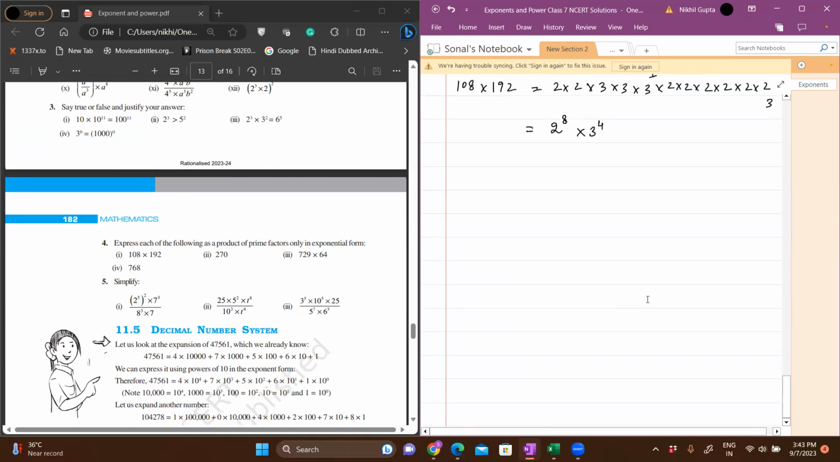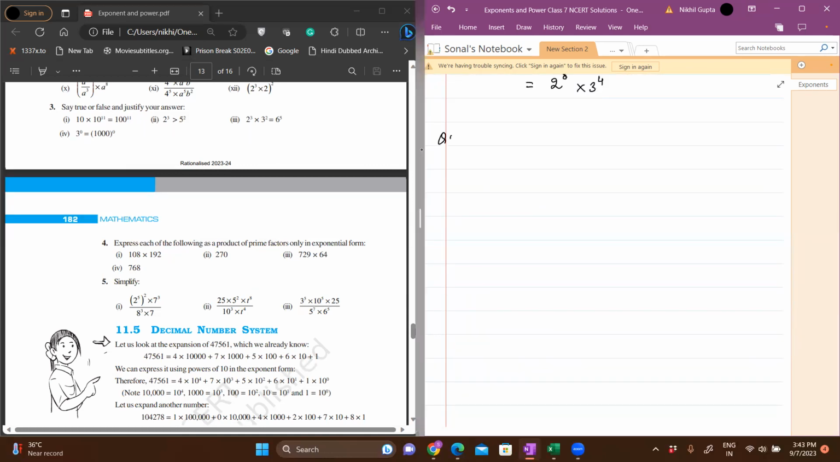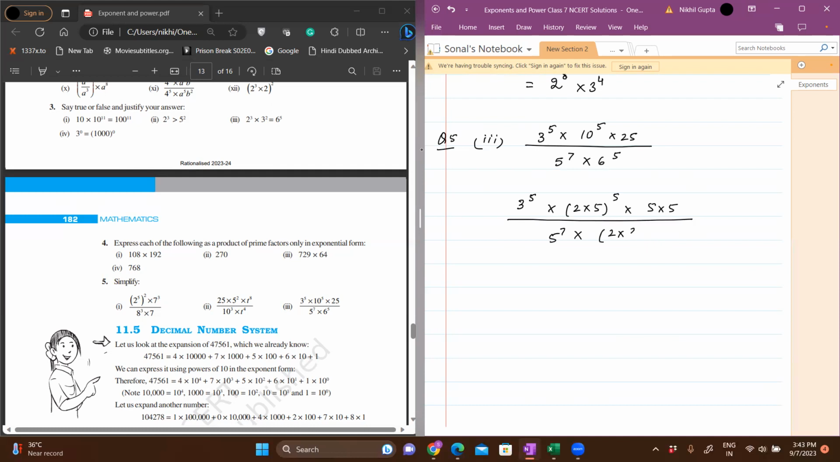Next, we move on to question number 5 here. That is for the simplification part. I'm taking the third. Any composite number you see here, you just change it into prime numbers, right? Okay, let's keep 3 to the power 5 as it is. I can write down 10 as 2 into 5 to the power 5, 25 as 5 into 5, 5 to the power 7 as it is, 2 into 3 to the power 5.